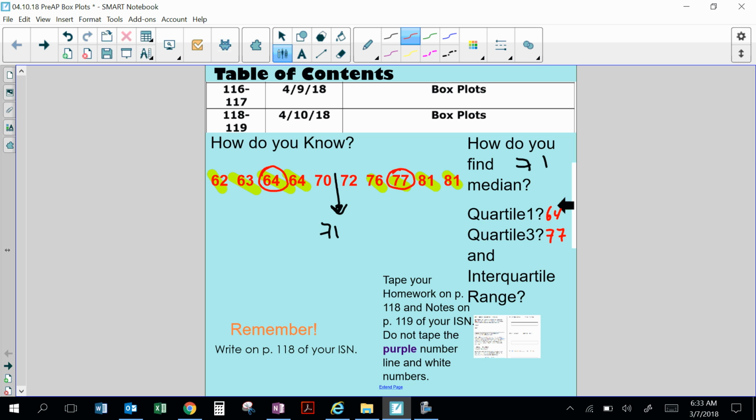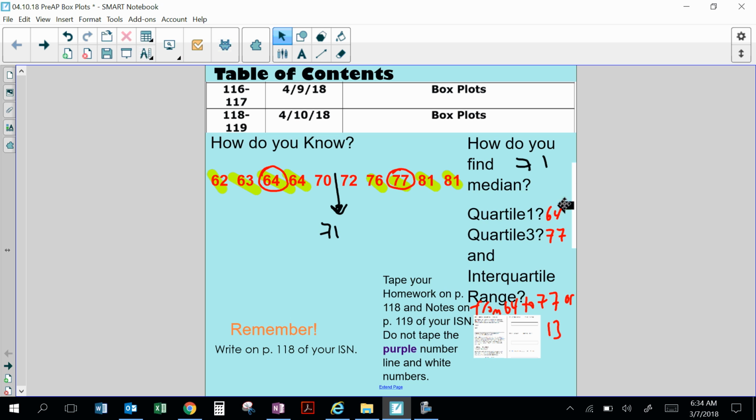Quartile 3 is 77. And what is the interquartile range? That means if you look at a quartile, what is the range? It ranges from 64 to 77. So how far is it from 64 to 77? It is 13 numbers away.